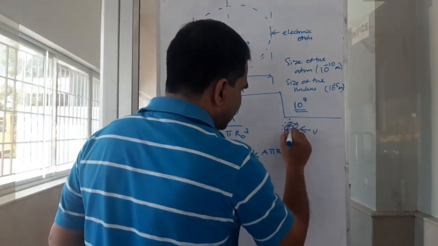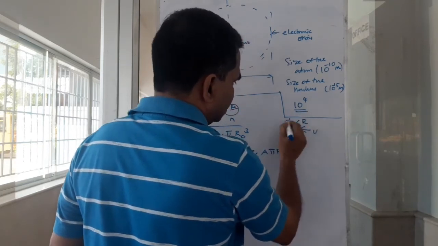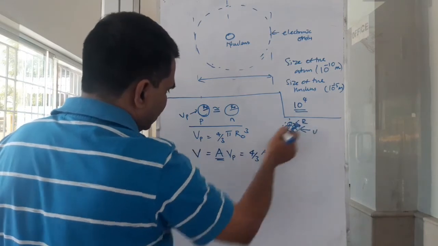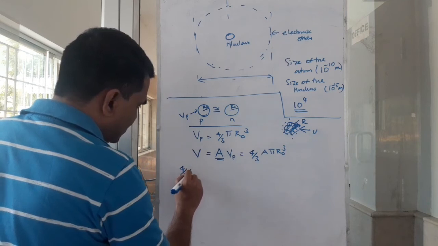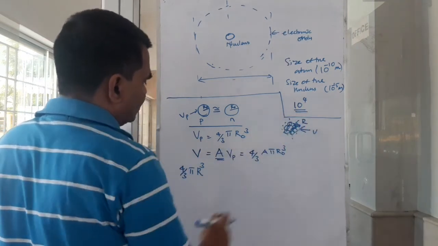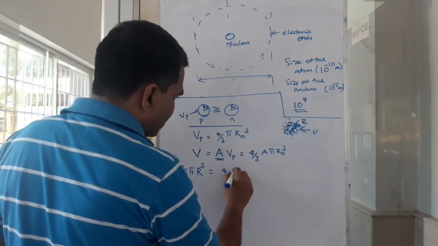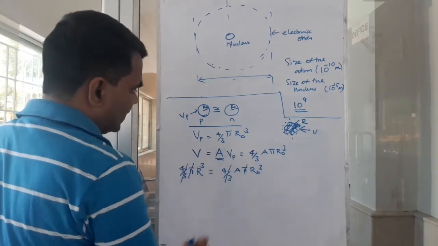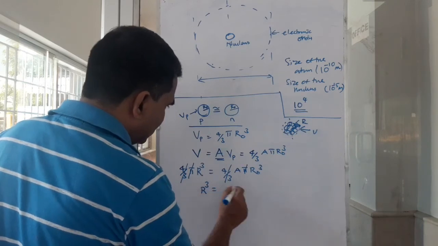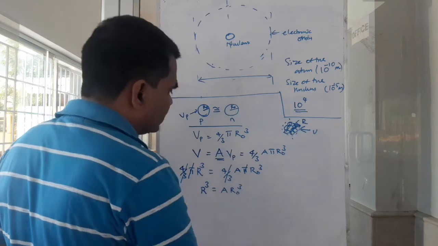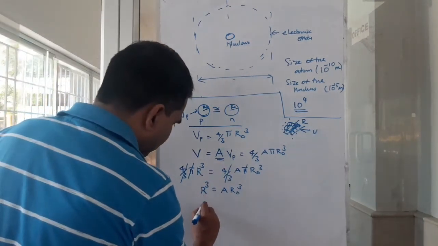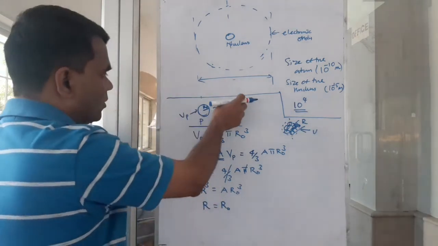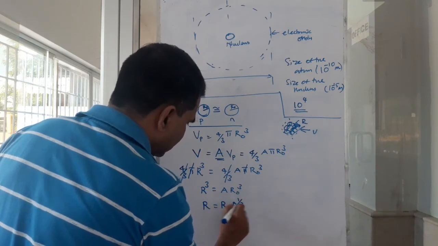If that is the case, then I must have a new radius for this. I'll call this radius R, the radius of the ball that I created. So how can I find this radius R? Well, if R is the radius of this volume, then this volume can be written as 4 by 3 pi R cube. That would be the volume of that ball. And that must be equal to 4 by 3 A pi R0 cube. 4 by 3 we cancel here, pi can be cancelled here, and that gives me R cube is equal to A R0 cube. And what is R? R is the radius of the nucleus. We take the cube root, and the radius of the nucleus is given by R0, the radius of a proton or a neutron, times A to the power 1 by 3.